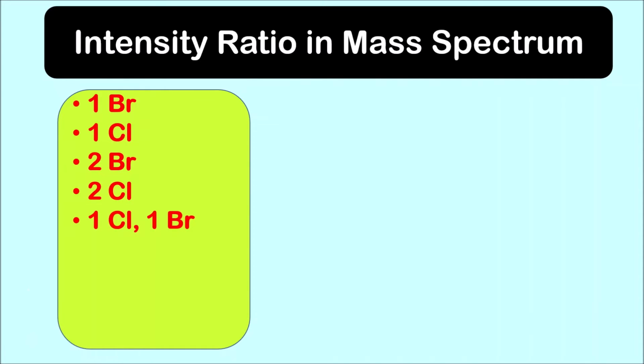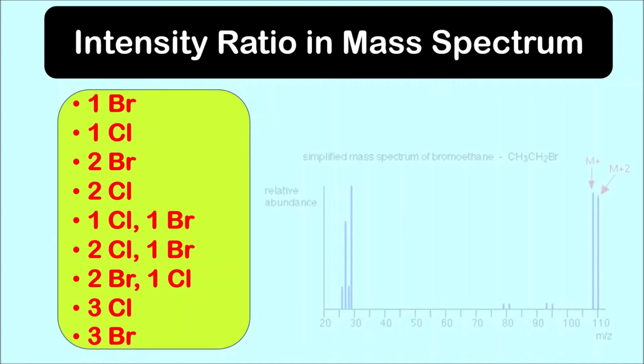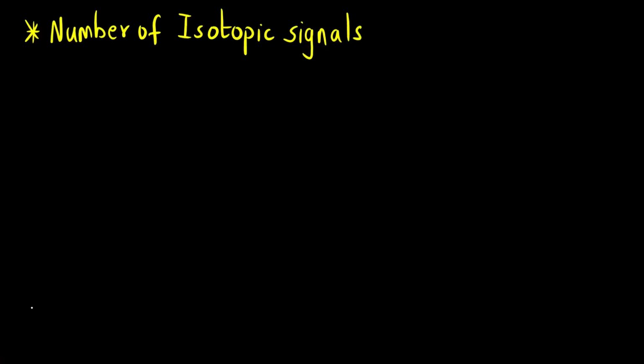And then we will see for compounds having three halogens, that is two Cl, one Br, two bromine, one chlorine, three chlorine, and three bromine. Okay, so let us first understand what is the number of isotopic signals. How do we identify the isotopic signals and how many isotopic signals will we get?